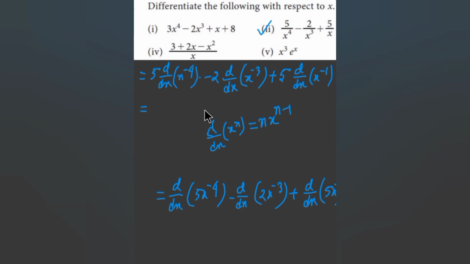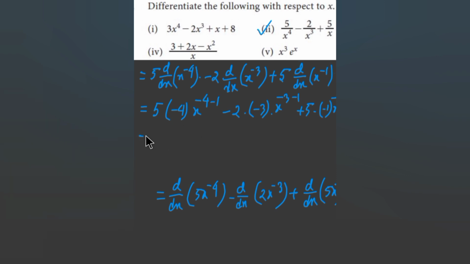So we can apply these rules here, here, and here. X to the power n, that means n into x to the power n minus 1, minus 2. Here it will also apply, minus 3 n into x to the power n minus 1, plus 5 into x to the power n, that means n into x to the power n minus 1.